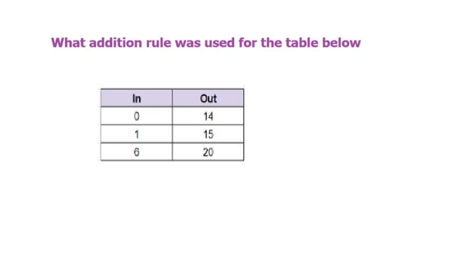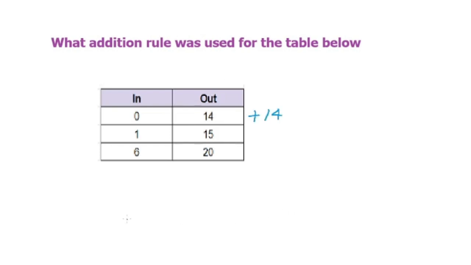In this video, we're going to take a look at an addition rule for the table below. You can see the table has two columns, the in column and the out column. In the in column, it's showing 0 for the first one, and then in the out column, it says 14. So what happens to these two columns to be able to get 14? For this one, you would have to add 14.